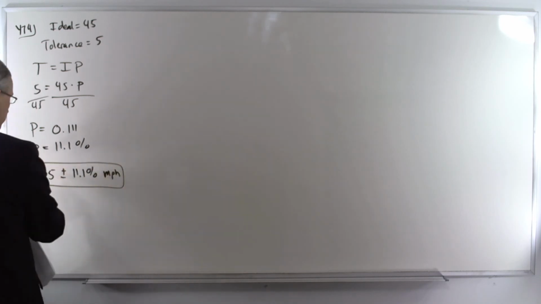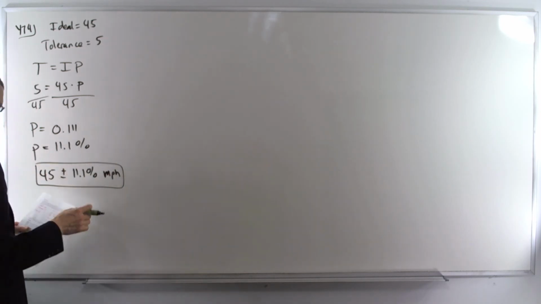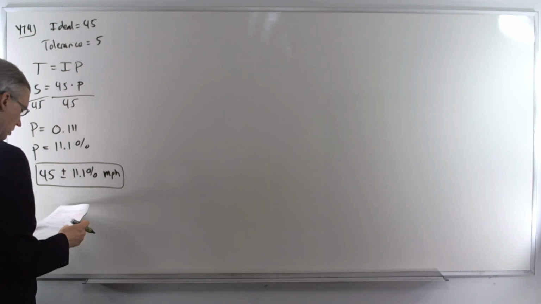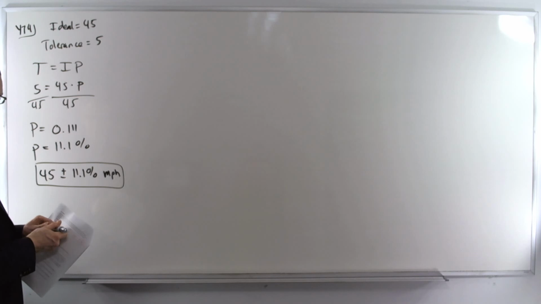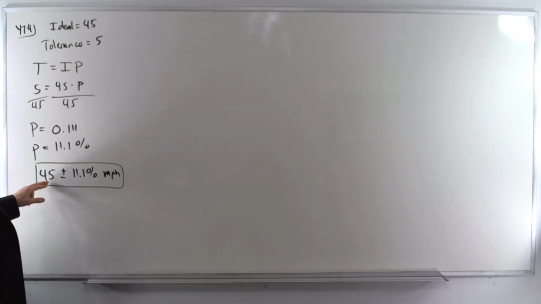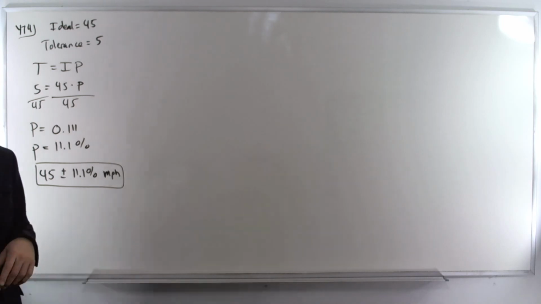So our ideal is 45. Well, the tolerance is 11.1%. And then the range of acceptable values is 45 plus or minus 11.1% miles per hour.